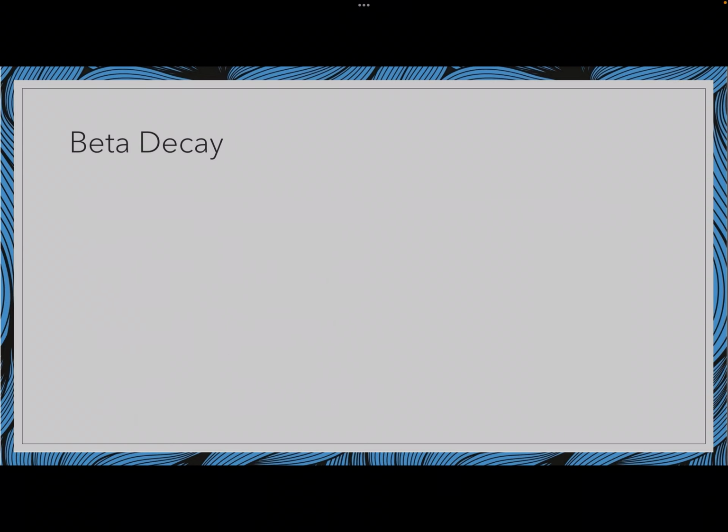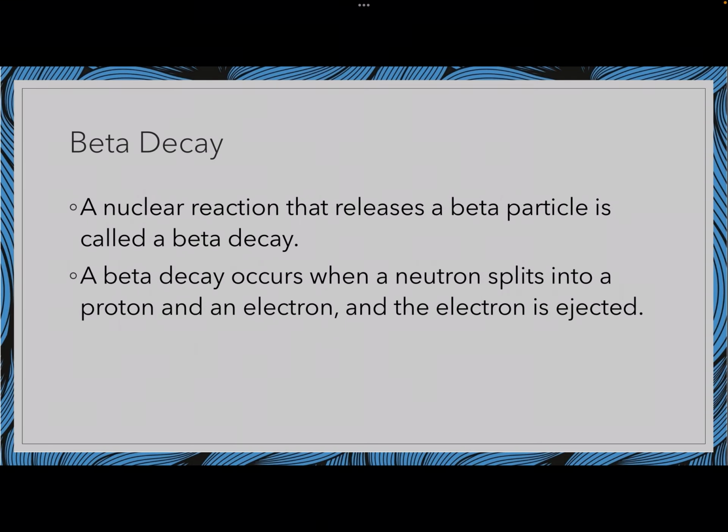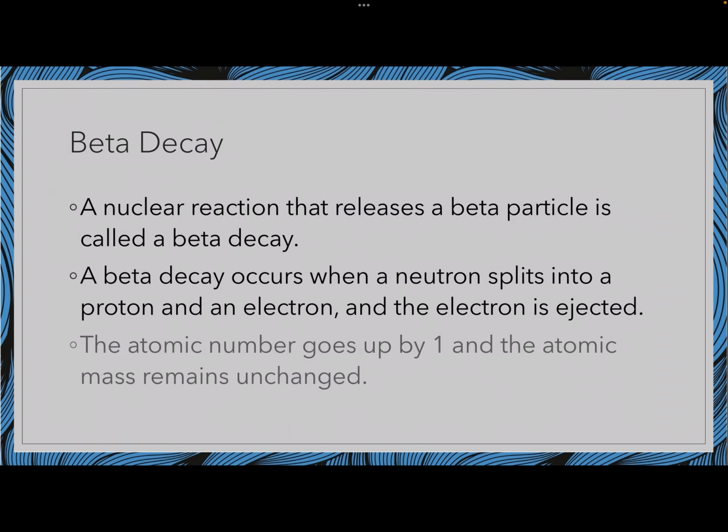Next, beta decay. A nuclear reaction that releases a beta particle is called a beta decay. It occurs when a neutron actually splits into a proton and an electron. So we know a neutron has no charge, so what can actually happen is a neutron can split into something with a positive charge and a negative charge. The positive charge is a proton, the negative charge is an electron. The electron then gets ejected because it's very high energy. The atomic number effectively goes up by 1, but the mass remains unchanged.